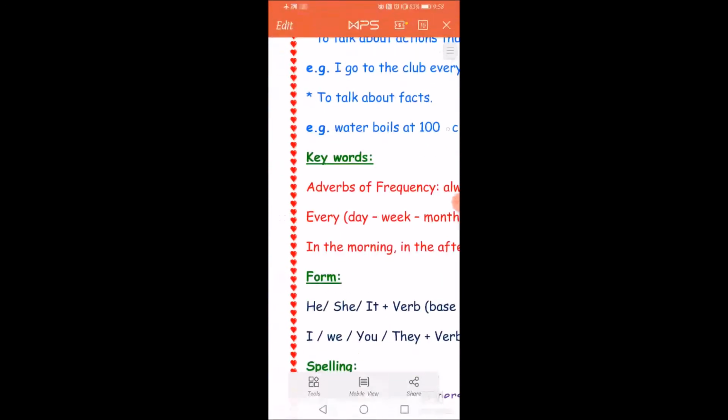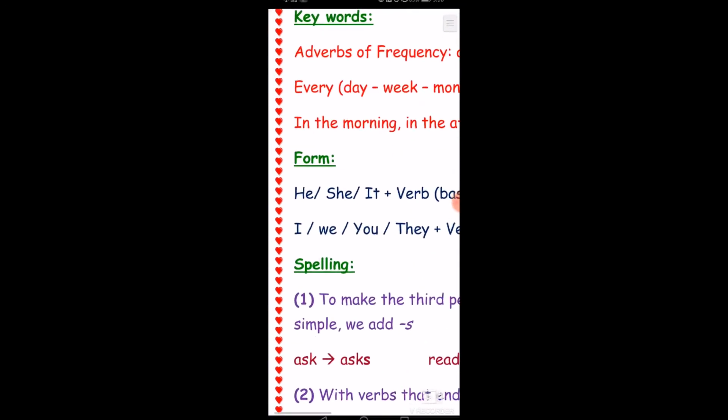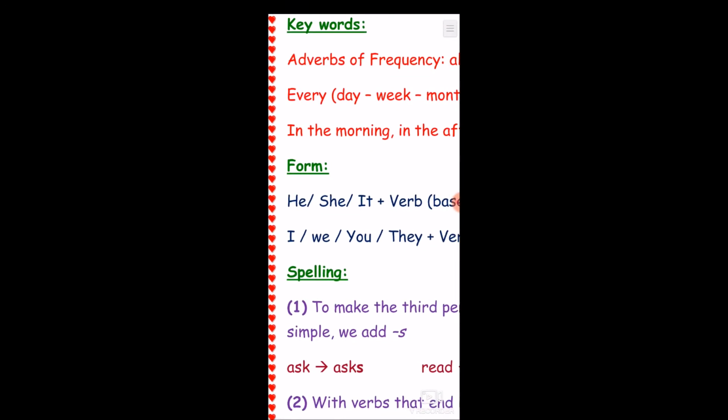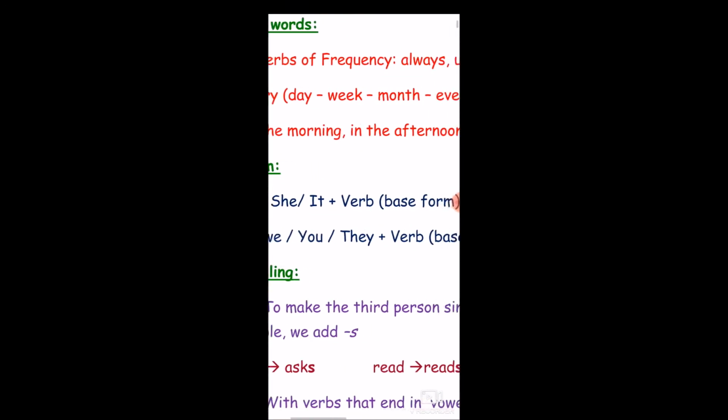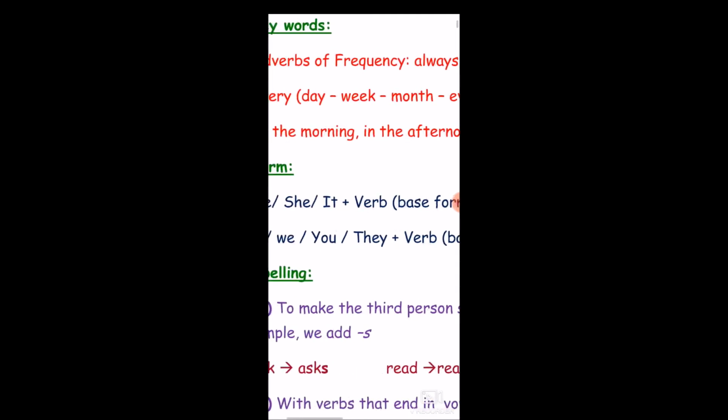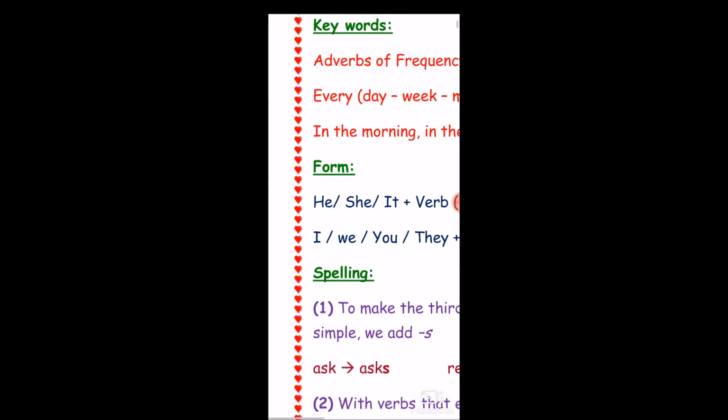What about the form? How can I form a verb in the present simple tense? If I start my sentence with he, she, it, I should use the verb but add s, es, or ies at the end of that verb. This is when I use he or she or it or any singular noun. Instead of he, I can say Rami. Instead of she, I can say Sarah. Instead of it, the cat. If I find he or she or it or any singular noun, I use the verb that ends with s, es, or ies.